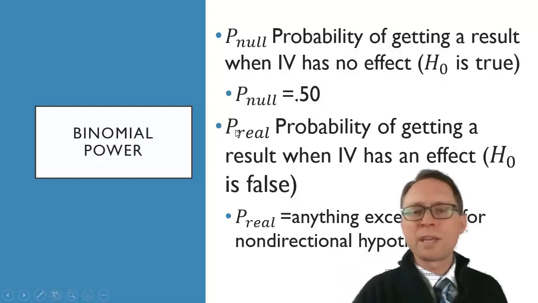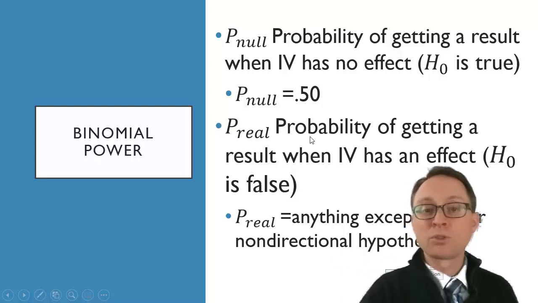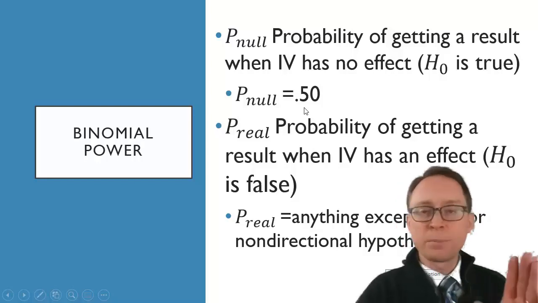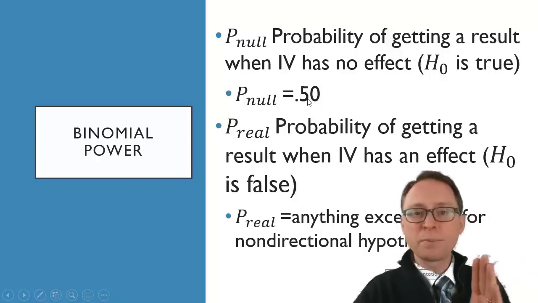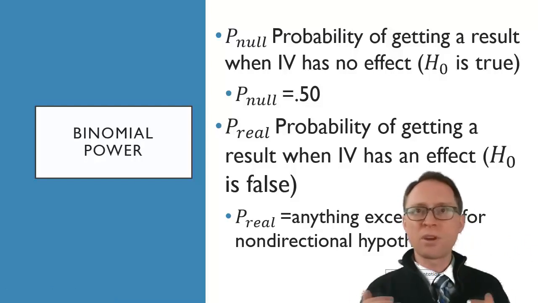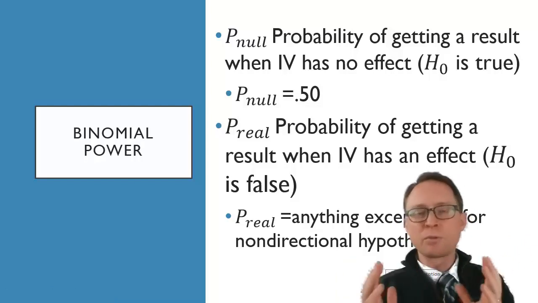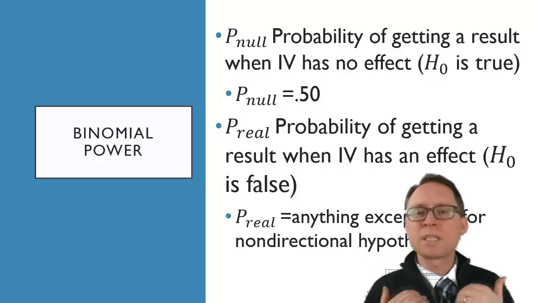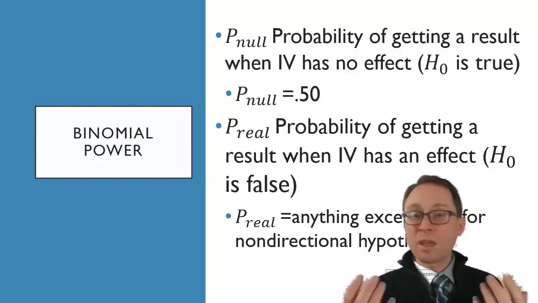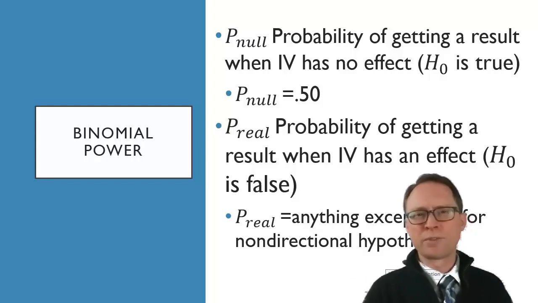P sub real is the probability of getting the result when the love potion actually works. Now, it's not going to be 50%, because 50% is what's happening when nothing's going on. When nothing's going on, I'd expect about 50-50 of people falling in love. So we get to decide what the effect size is. Well, we don't just decide it. We make a good guess. Since we don't know how effective the love potion actually is or isn't, we have to guess or use prior knowledge, etc.